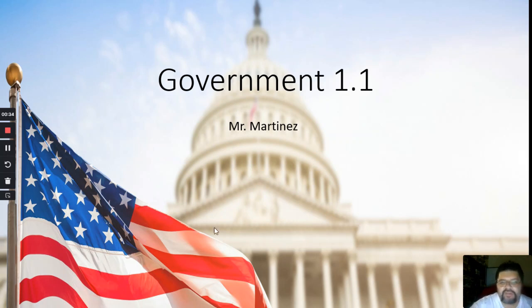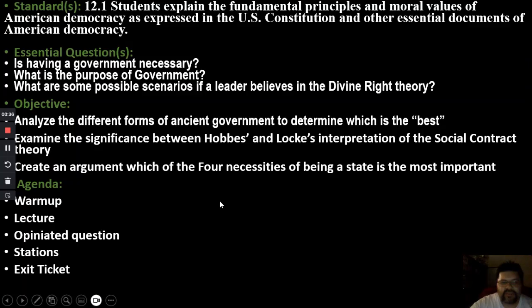Okay. So with the objective, we're going to examine the significance between Hobbes and Locke's interpretation of the social contract theory. And then we're going to create an argument on which of the four necessities of government is the most important. I know it says state there, but that's my mistake. I forgot to change that.